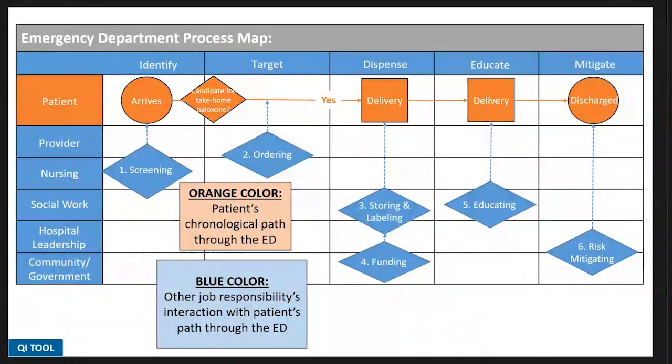But then, let me make one other point here. Colors. Orange is basically the patient's path, and the blue colors are the other job responsibilities. Again, you don't have to memorize all the colors, or exactly what's a square and what's a circle. What we want to get you down to is what the big chunks of the work are, who has a hand in doing it, and what the details are around those pockets of work, the decision nodes.